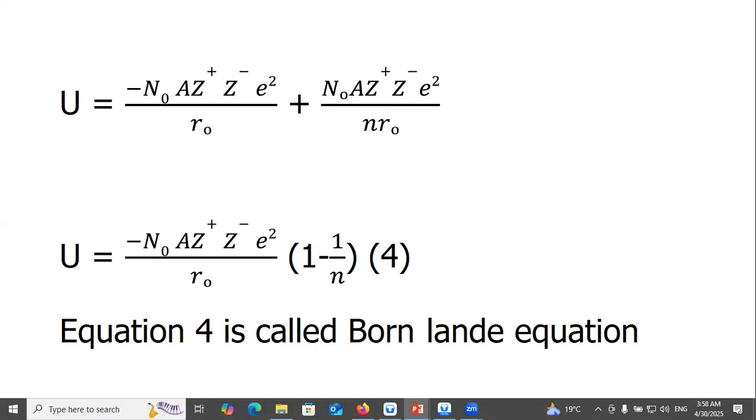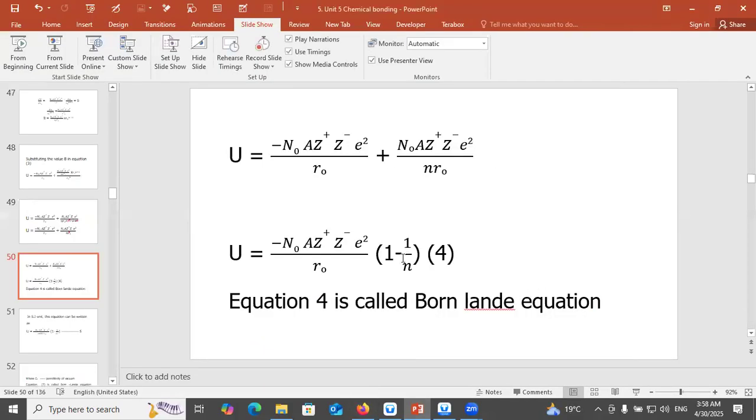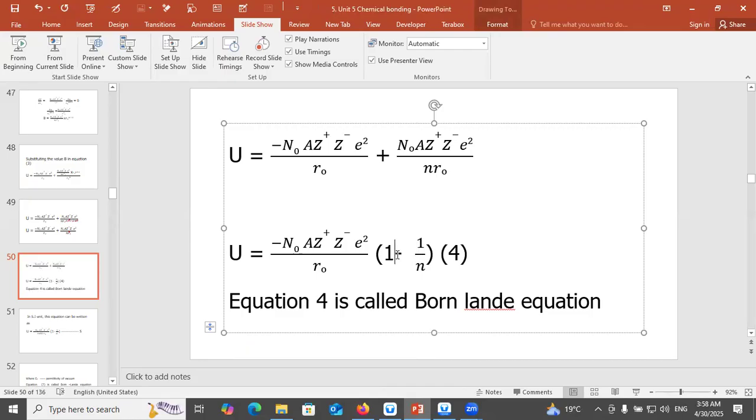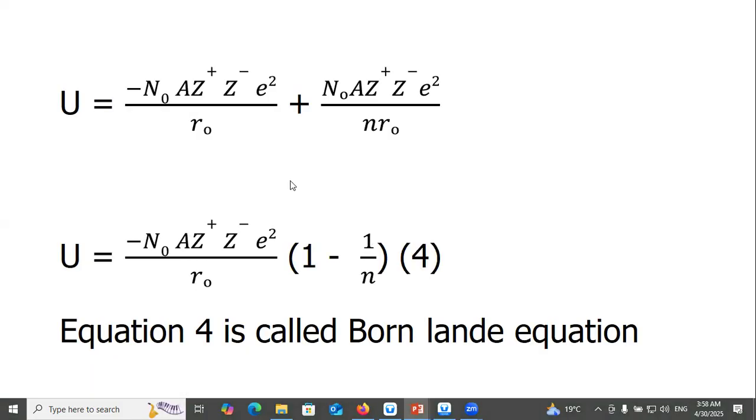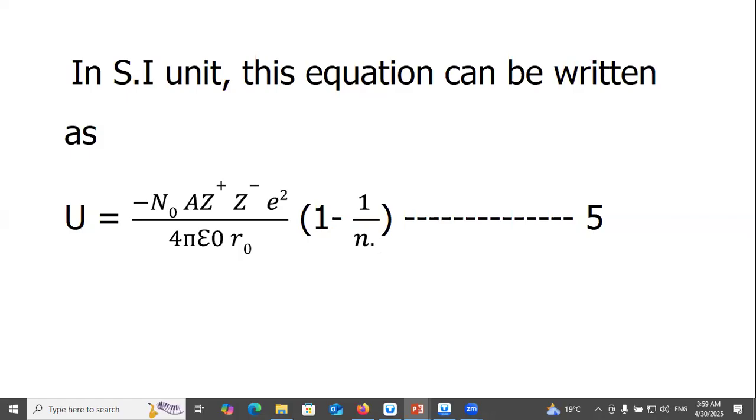U = -N0 A Z+ Z- e^2 / R0 (1 - 1/n). Equation 4. Equation 4 is called the Born-Landé equation. In SI units, this equation can be written as U = -N0 A Z+ Z- e^2 / (4π ε0 R0) (1 - 1/n). Equation 5.